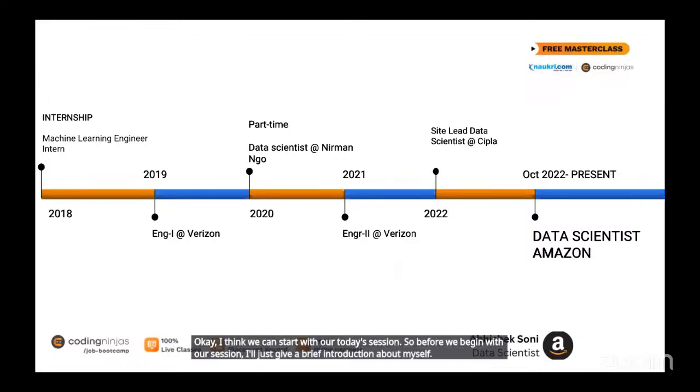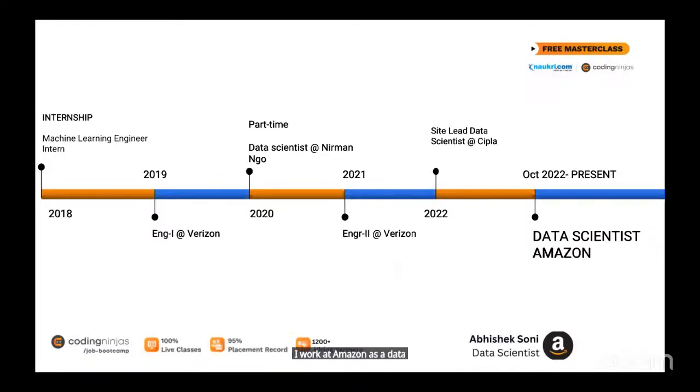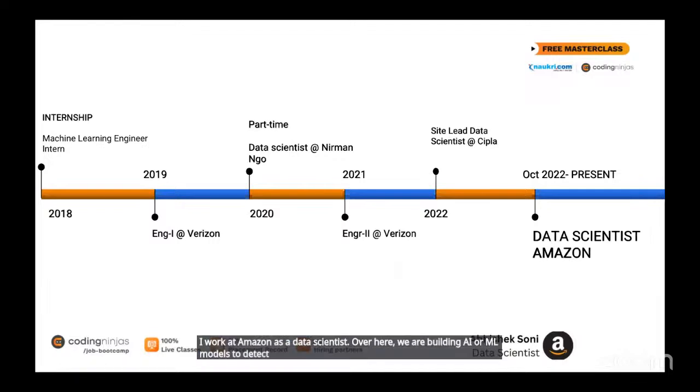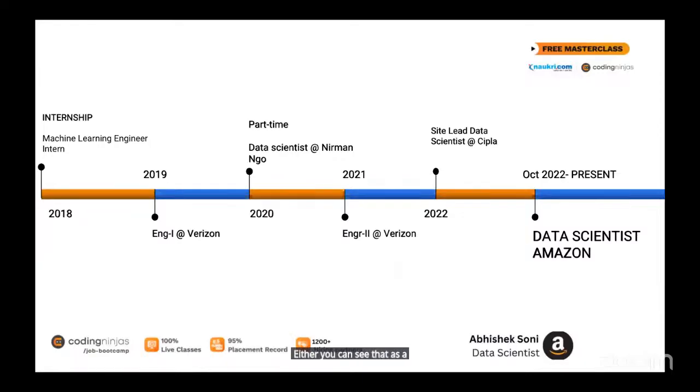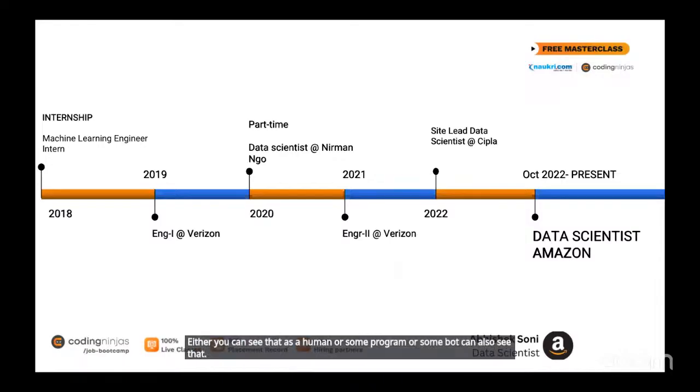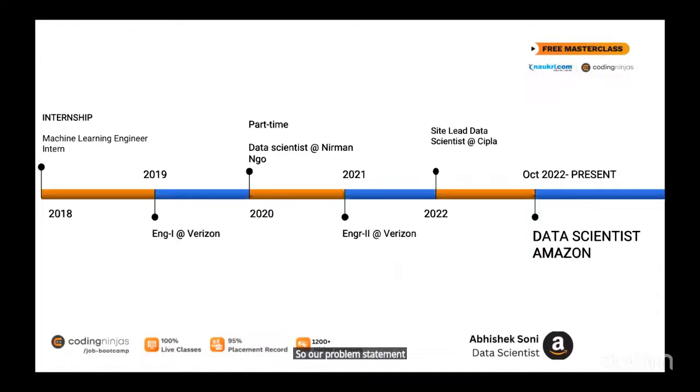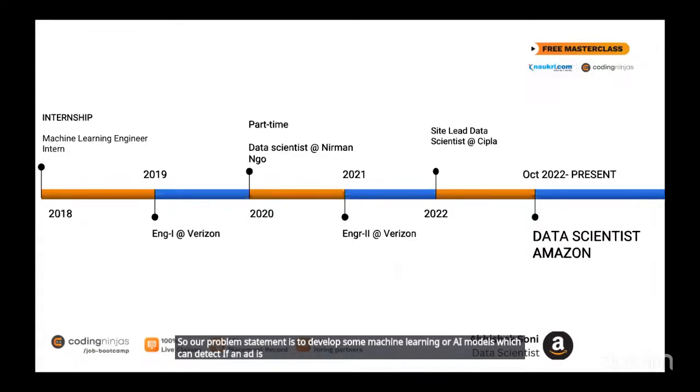I work at Amazon as a data scientist. Over here, we are building AI or ML models to detect the presence of human or bot when an ad is viewed. So if you are seeing an ad, let's say a shoe ad or anything you are seeing as an online ad, either you can see that as a human, or some program or some bot can also see that. So our problem statement is to develop machine learning or AI models which can detect if an ad is viewed by a bot or a human.